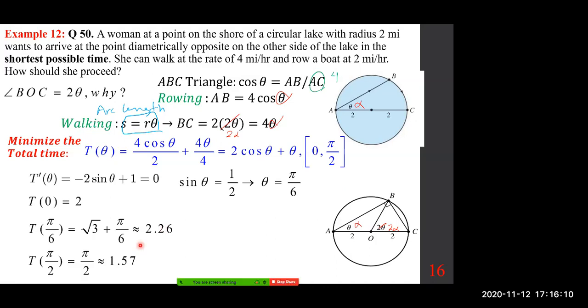What do we want? Let's go back. Shortest possible time. So the minimum is when theta is pi over 2, and the minimum value is equal to pi over 2 precisely. So she should basically walk. Okay, class.